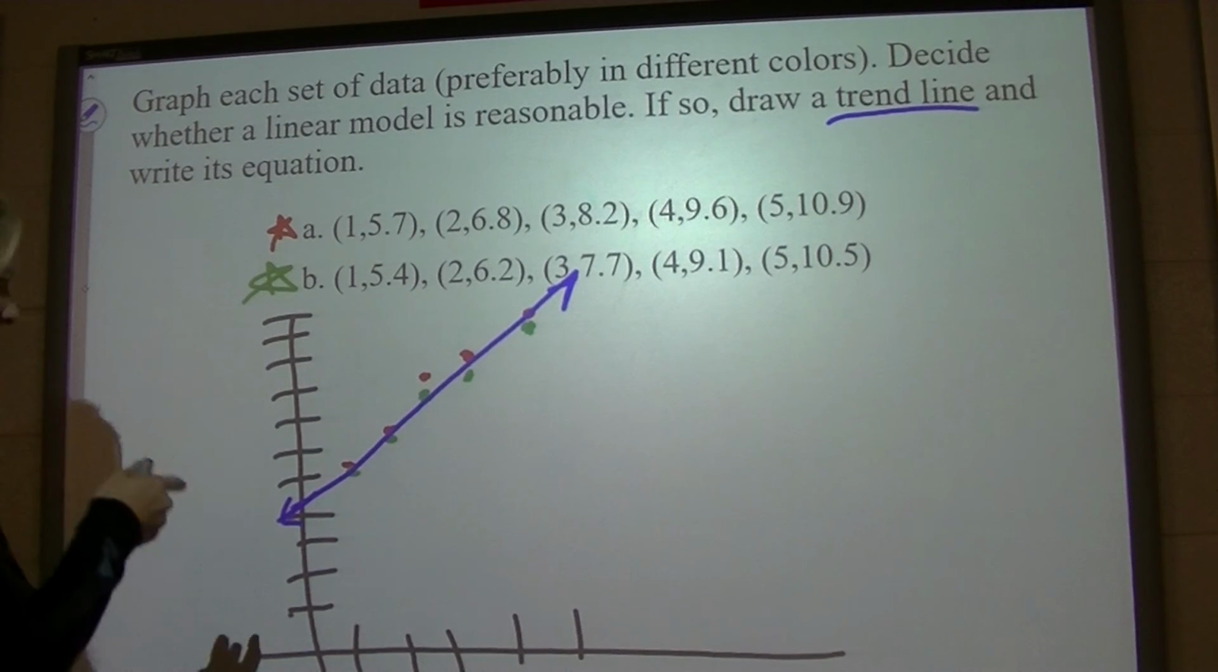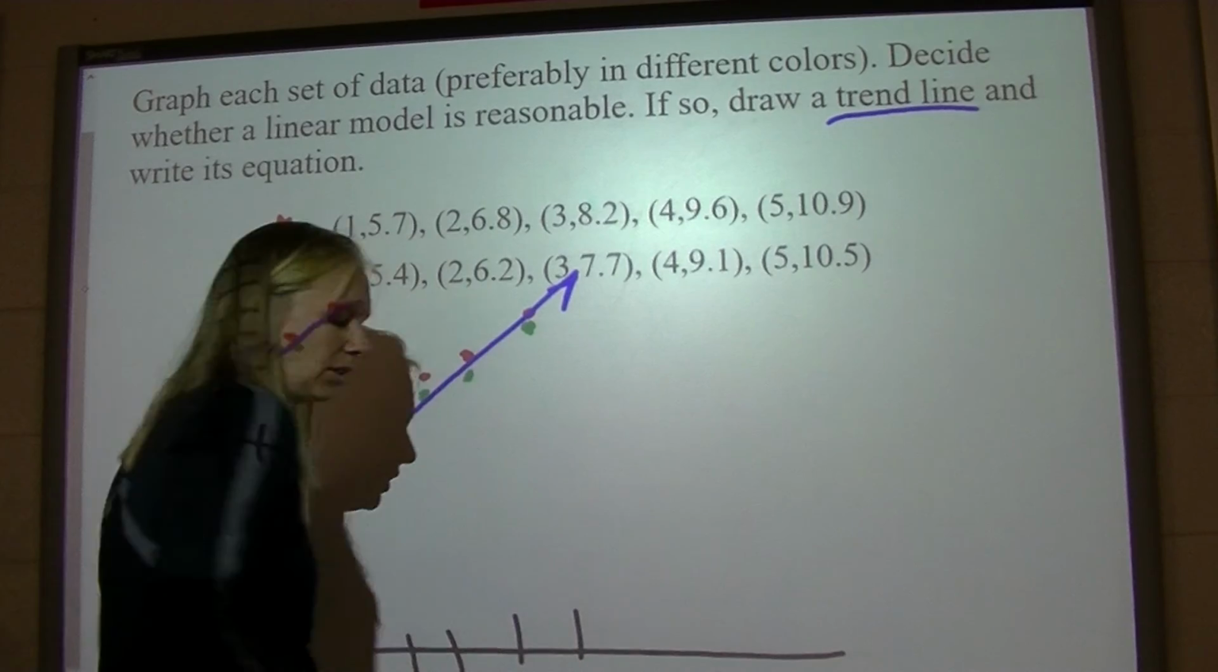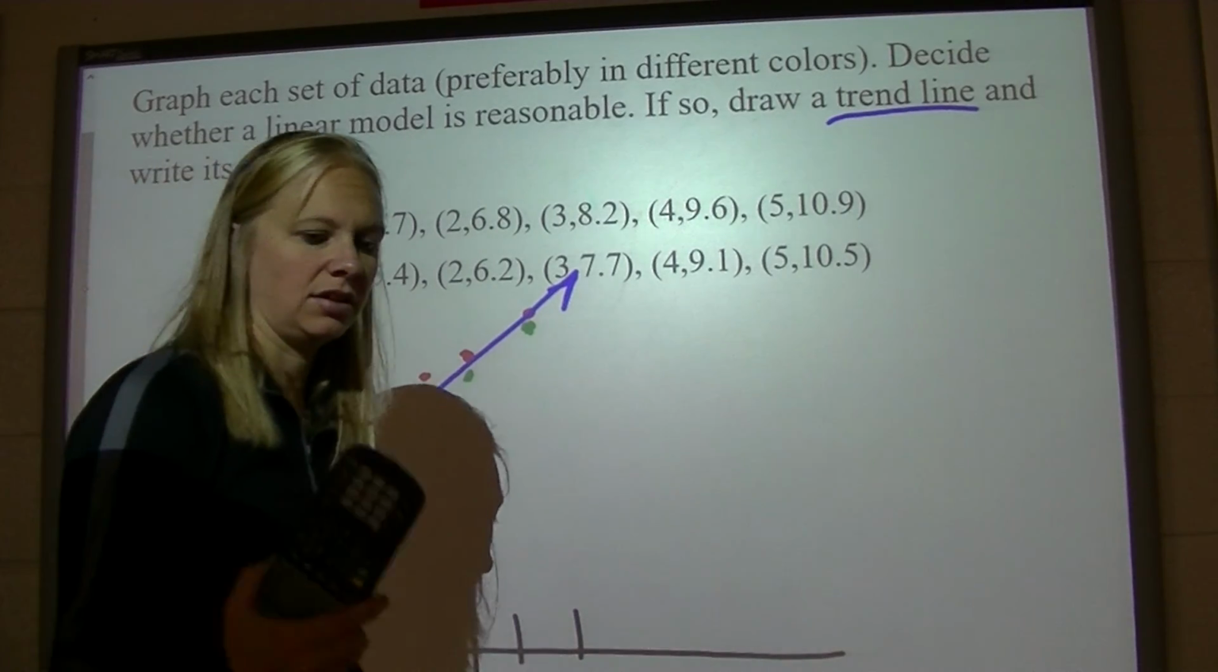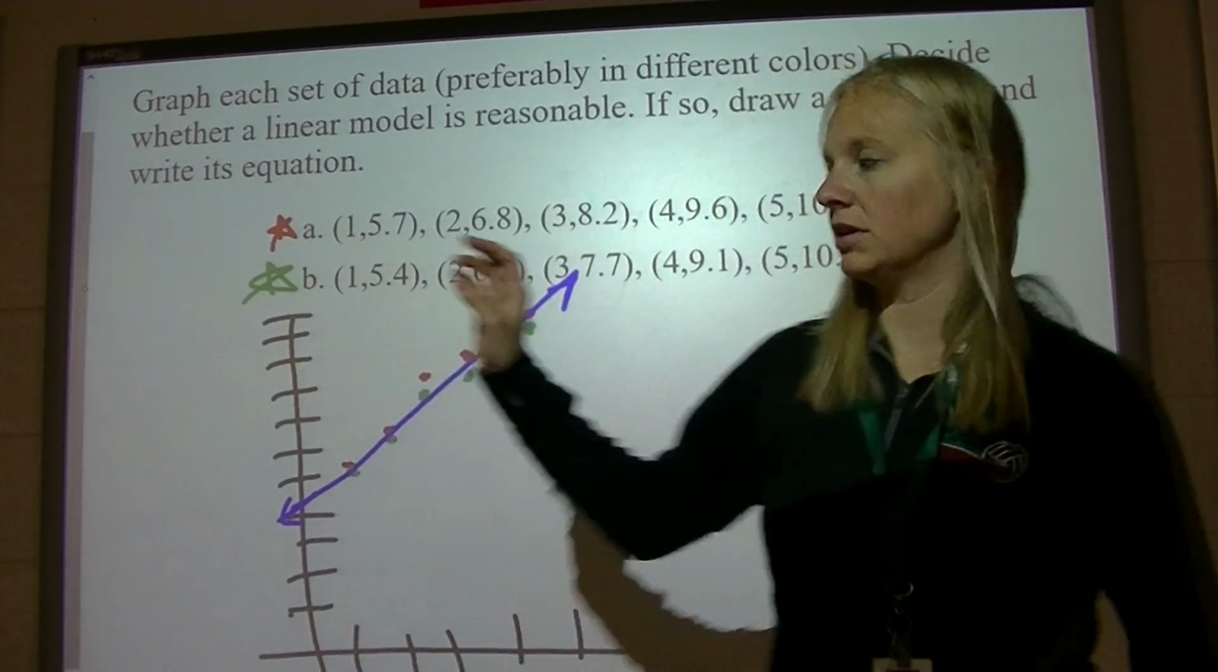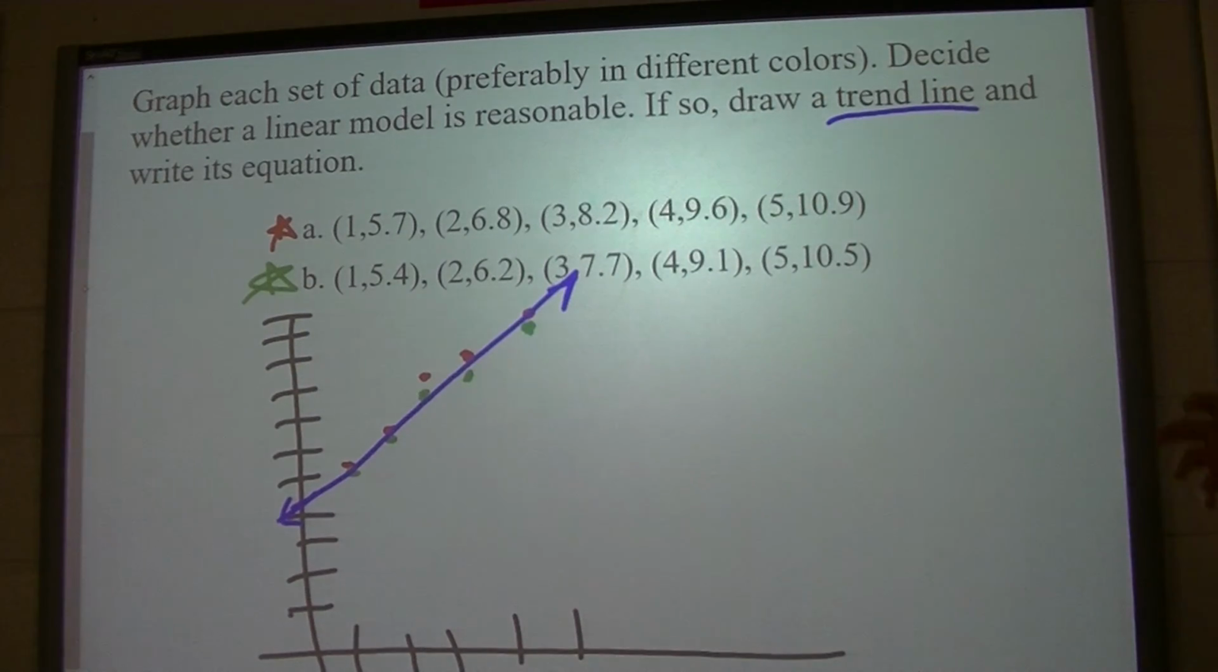So there's that, and make sure you look at the links for how to use a graphing calculator to graph that trend line and plot those points. If you have questions, we will talk about example 3 tomorrow, or the next time we go through this. So if you have questions, make sure you bring that in and ask.